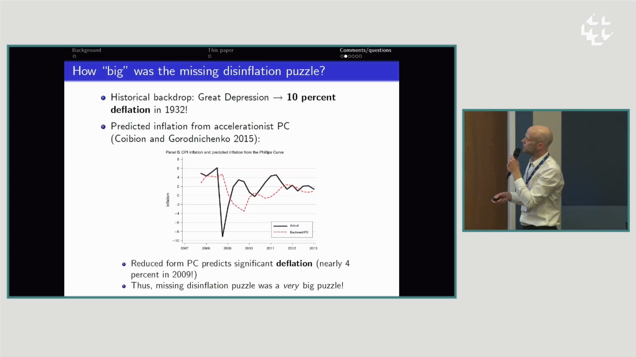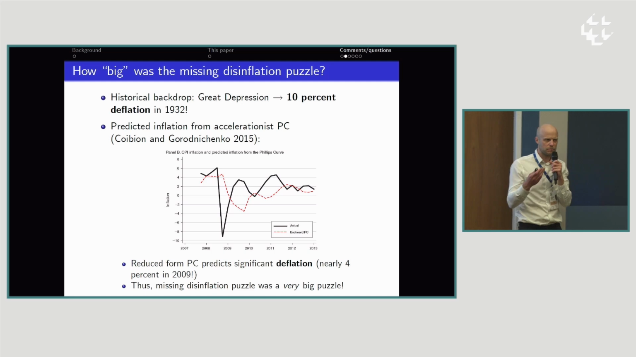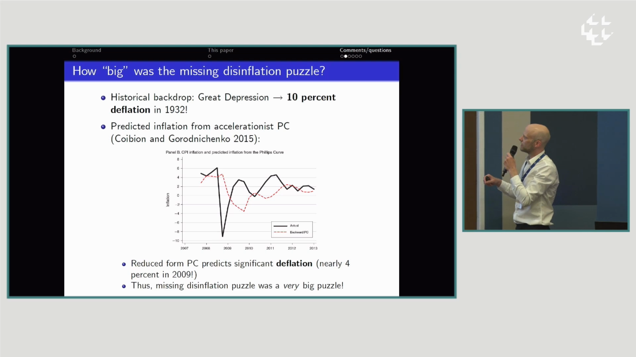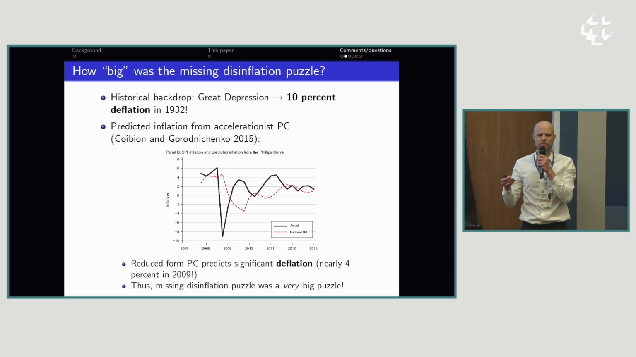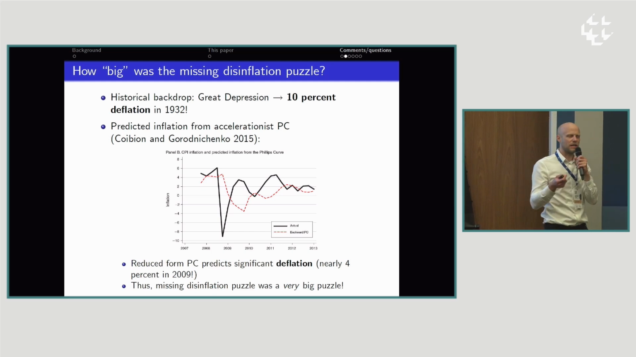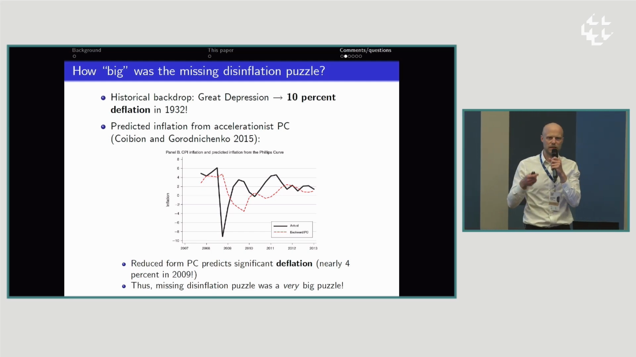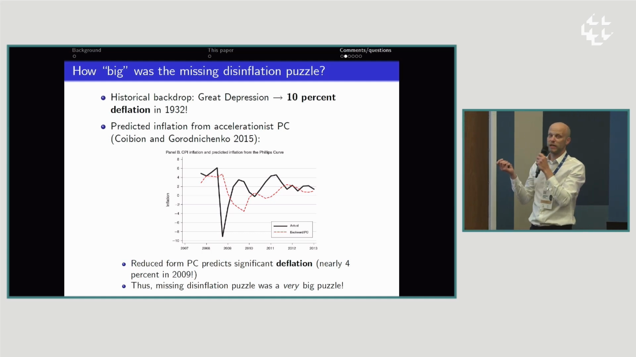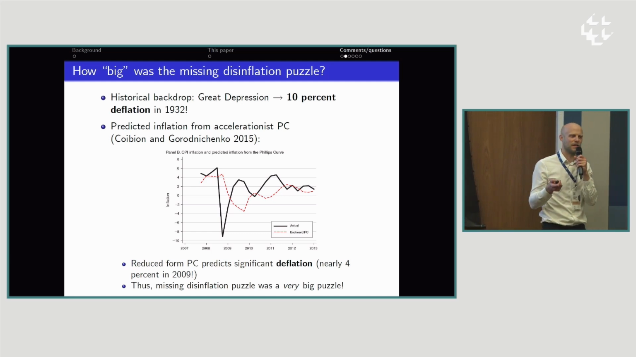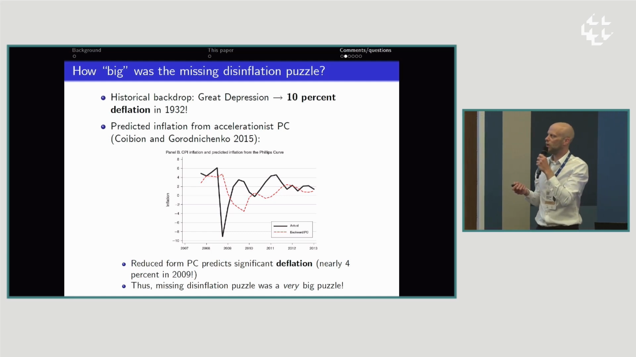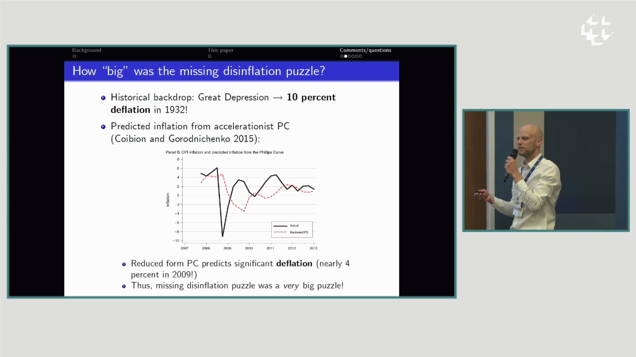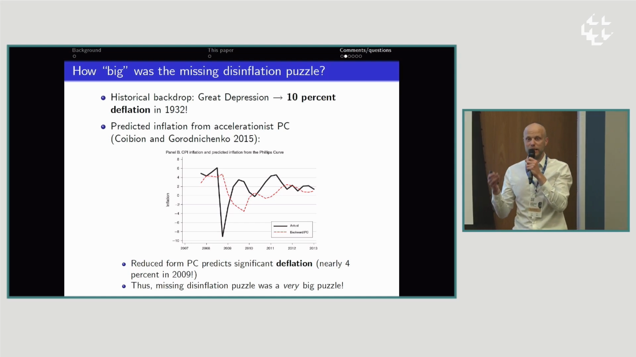So my comments and questions. My first comment is on the missing disinflation puzzle. I just want to go a little bit back in time and talk about how big this puzzle was in quantitative terms. When we think about inflation dynamics during a major financial crisis, the historical backdrop would be the Great Depression. And during the Great Depression, we saw about 10% deflation in the US in 1932. I think a lot of people actually expected that something similar would happen during the Great Recession, that we'd actually see deflation.